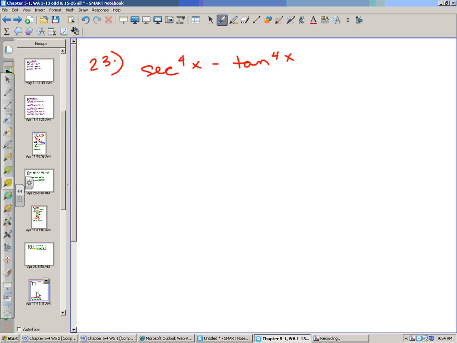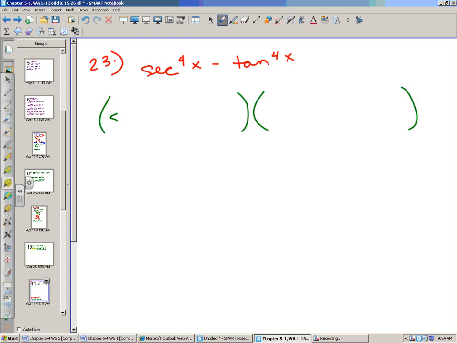What did you say? It's not FOIL, but it's the opposite of FOIL, which would be what? Factoring. Your brain was going there, you just couldn't say it correctly, okay? Yes, we want to factor this thing. So I have secant to the fourth of x. So how can I break that down into two binomials? And I need to write more space in here.